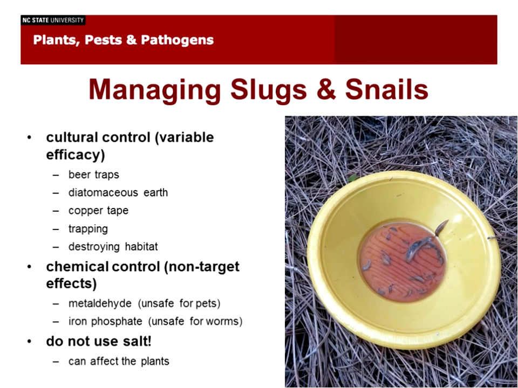There are chemical control methods. Both have non-target effects. Metaldehyde is commonly used as one. That's the active ingredient in some products. These are unsafe for pets, so dogs and cats that eat that can become poisoned. I don't know the exact toxicity, but it's one of those things you've got to be careful of. Iron phosphate is also sometimes used as a safer alternative, safer for vertebrates, but apparently it is unsafe for worms. So I'm not sure if there's a hybrid method you could use, maybe putting the pellets in a bowl or something where the worms aren't going to be climbing into, hopefully, but the mobile slugs can.